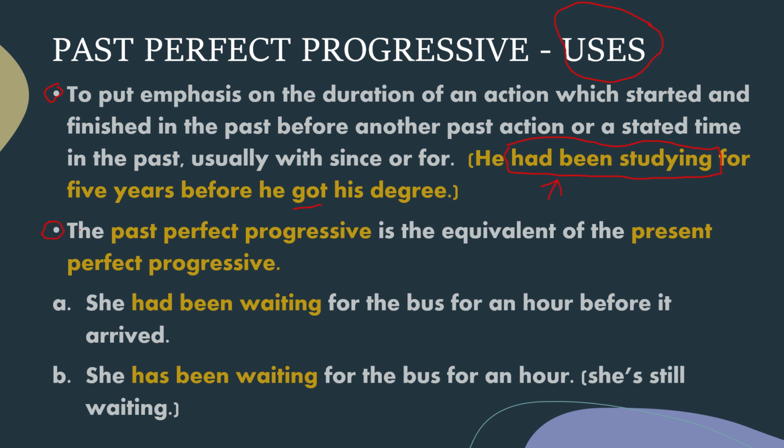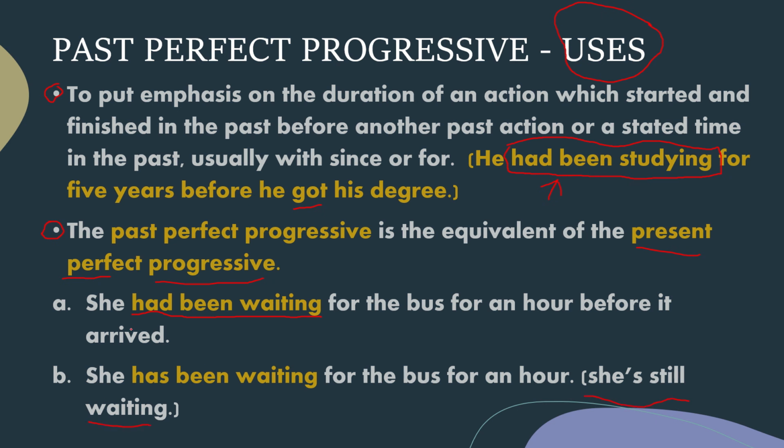Secondly, the past perfect progressive is the equivalent of the present perfect progressive. Here we have two sentences to show that. She had been waiting for the bus for an hour before it arrived. This is the past perfect progressive. And the present perfect progressive is this: she has been waiting for the bus for an hour. She's still waiting. All right?